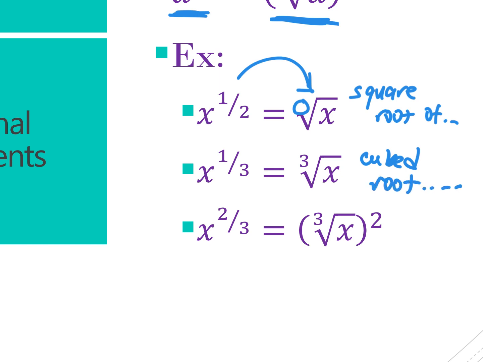Okay, so look at X to the 2/3. Well, what happened here? The denominator became the index. The numerator became the exponent. So look how it's written. It's the cube root of X, what? To the second power. You take the cube root first, then you square. Does everybody understand that? Okay.